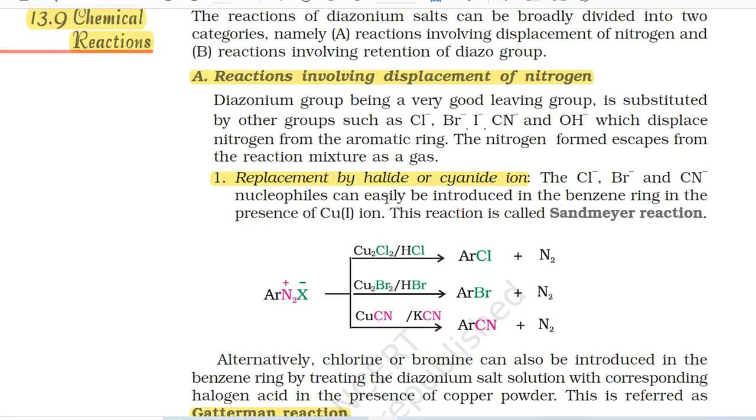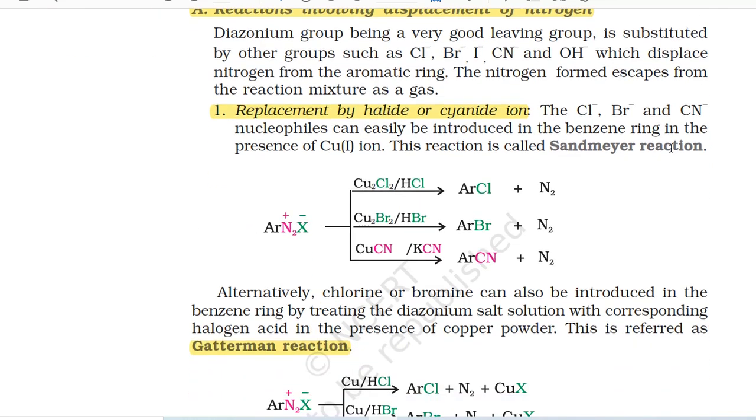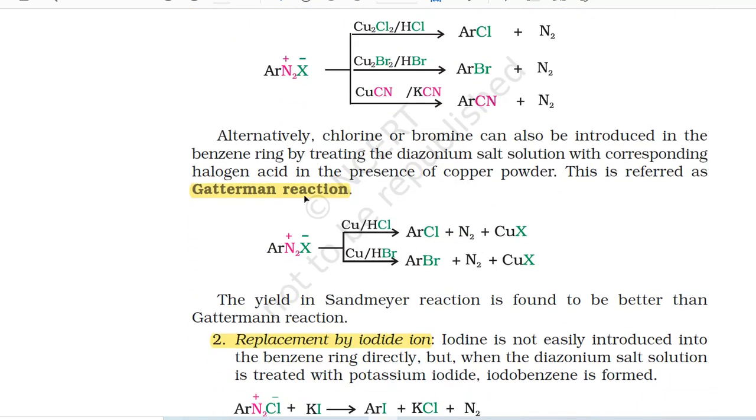First, replacement by halide or cyanide ion. The Cl-, Br-, and CN- nucleophiles can easily be introduced in the benzene ring in the presence of copper(I) ion. This reaction is called the Sandmeyer reaction. ArN2+ X- in the presence of Cu2Cl2/HCl, ArCl plus N2 will form. In the presence of Cu2Br2/HBr, ArBr plus N2 will form. In the presence of CuCN/KCN, ArCN plus N2 will form.